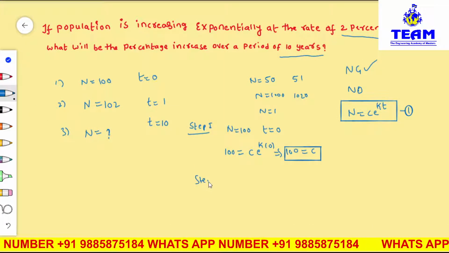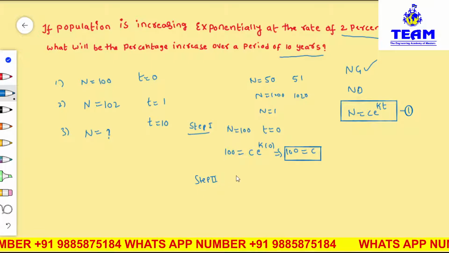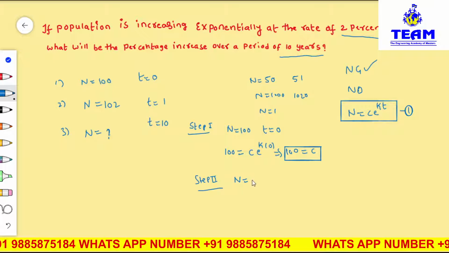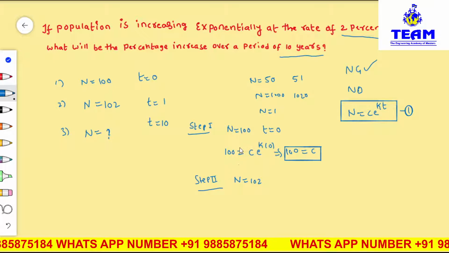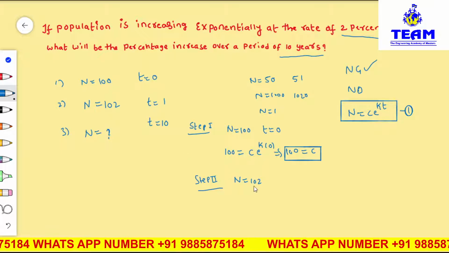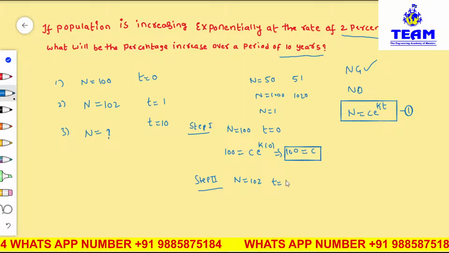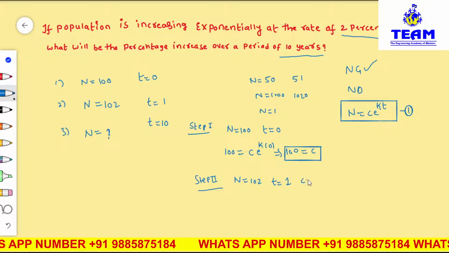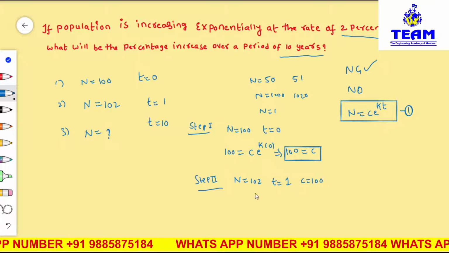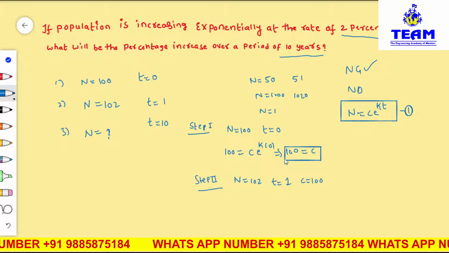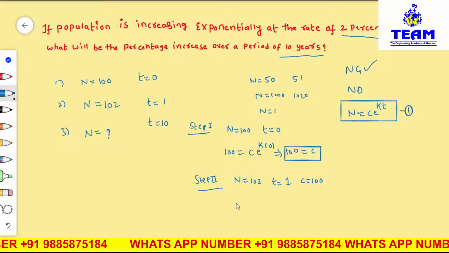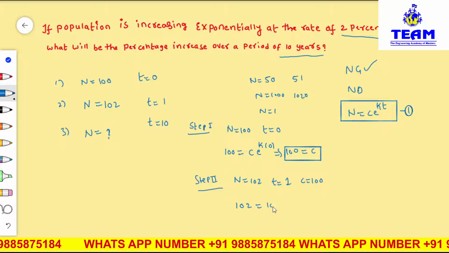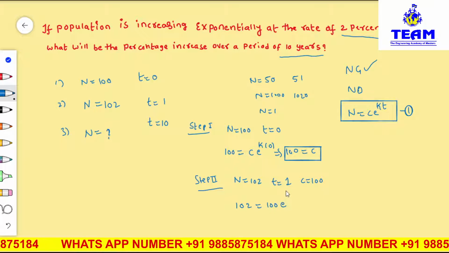Step 2. We have N is equal to 102, because here 2% increases, so the population will be 102 for the 1 year. And you have one more value: C is equal to 100. Now you substitute all these values in equation number 1. So do you know N? Yes. What is the value? 102 is equal to 100 e to the power of k. What is the k here?